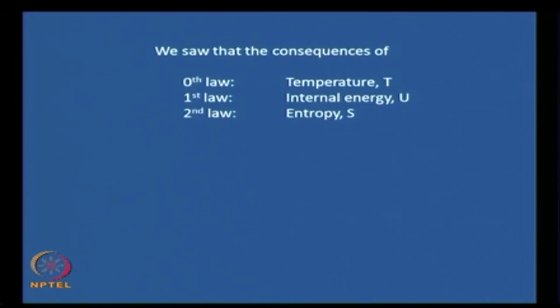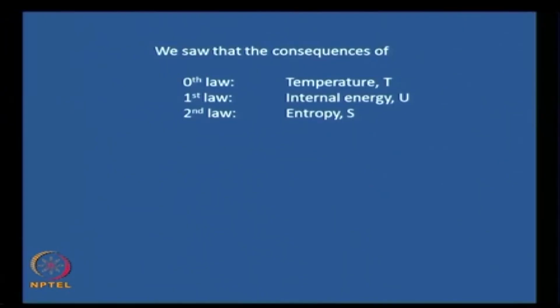Let us begin module 2. Module 2 will look at additional useful thermodynamic functions. We also saw during the review the consequences of the zeroth law, if you recall what the zeroth law was: if x is in thermal equilibrium with z, and y, another body, is in thermal equilibrium with z, then they are in thermal equilibrium with each other, and what came out as a consequence of the zeroth law was temperature.